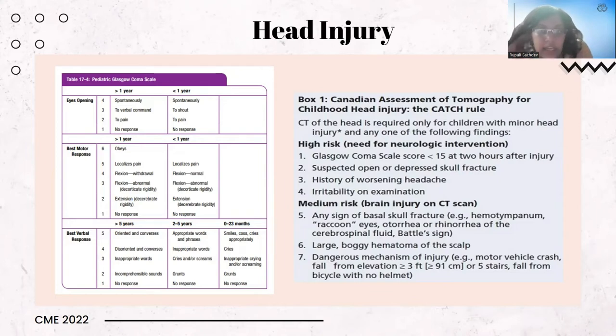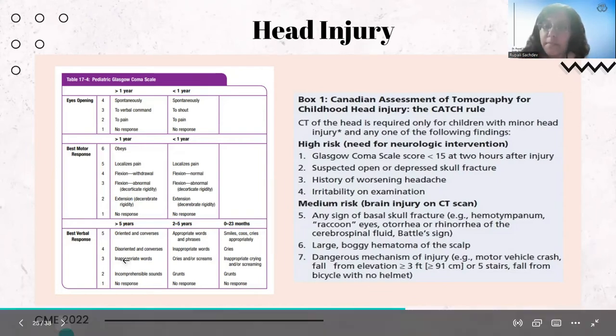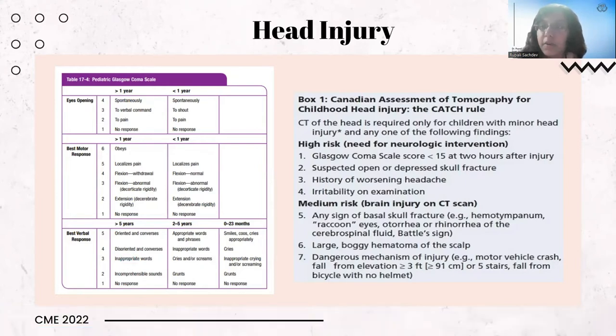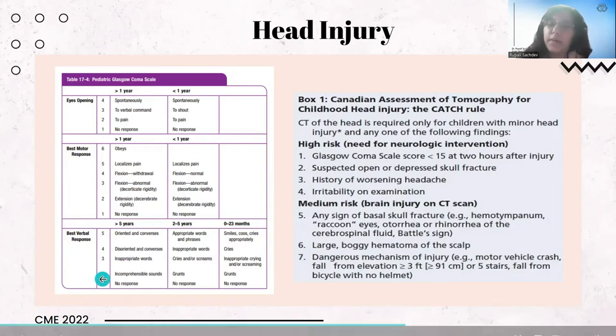So what you see is raccoon eyes or Battle sign. I'll show you an image in the next slide. And you'll have a hematoma of the scalp, because the children's skull and scalp itself is much softer than an adult's. So you'll be able to easily appreciate a hematoma.